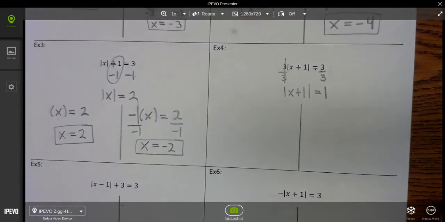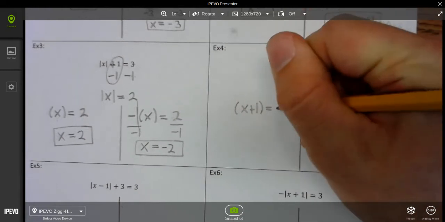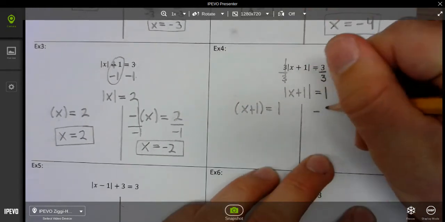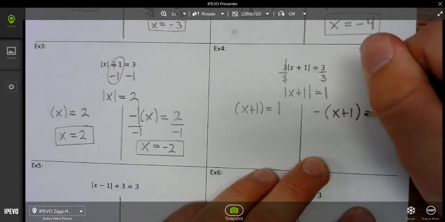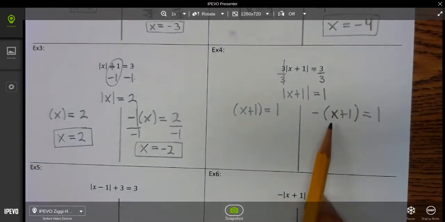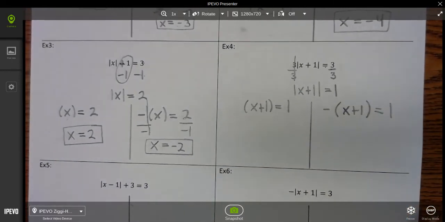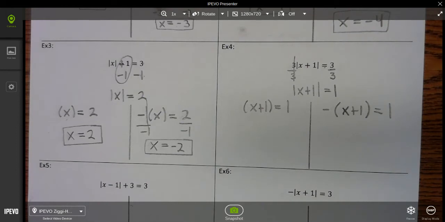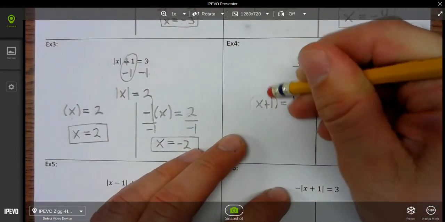So we have a positive side and a negative side. So that's positive (x + 1) = 1. And we have a negative (x + 1) = 1. Make sure the negative is outside of the parentheses. The negative is always outside the parentheses, okay? So now we've applied the definition. Now we solve. Here, you can see the parentheses can be removed.